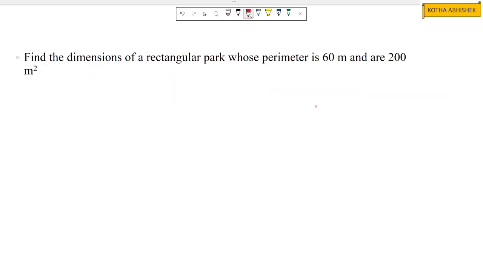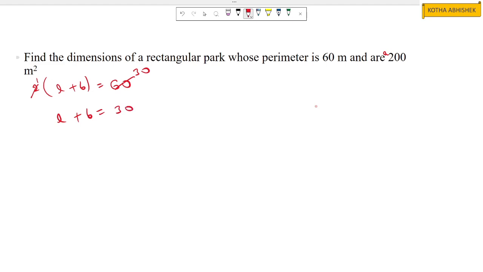Find the dimensions of a rectangular park whose perimeter is 60 meters and, it is not R, it is area, whose area is 200 meters square. I repeat, the dimensions of a rectangular park are asked, where perimeter is given. So we know the perimeter of a rectangle formula is 2 into (L plus B). That perimeter is given as 60. So if you do simplification, 2 times 30. So L plus B equals 30.